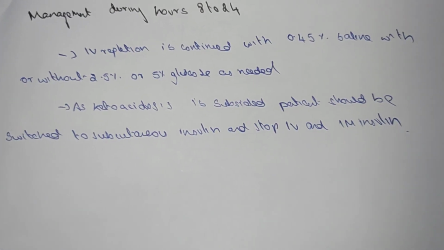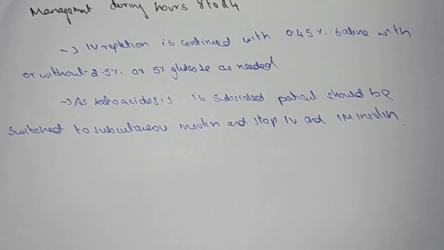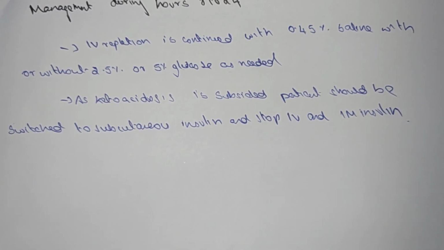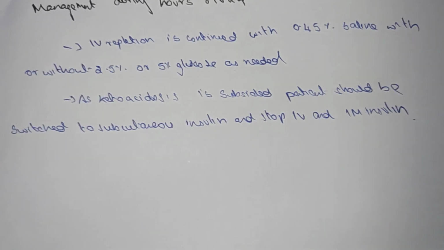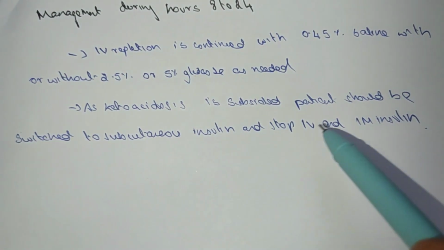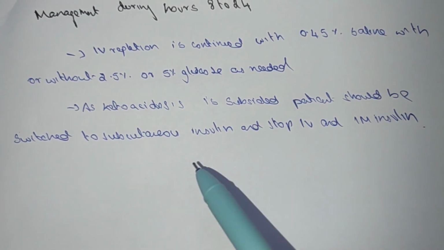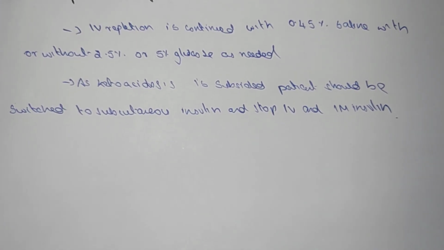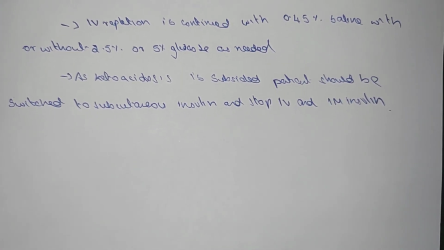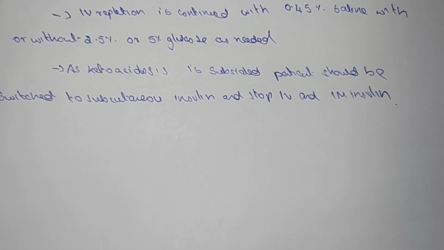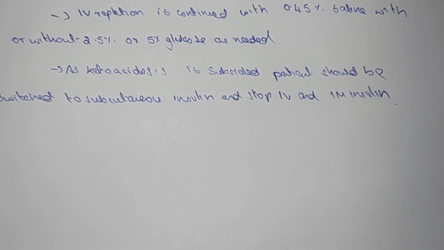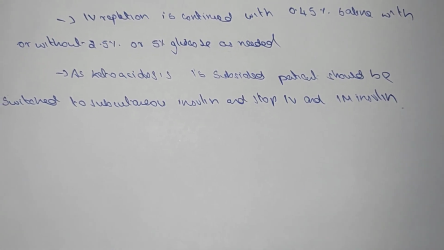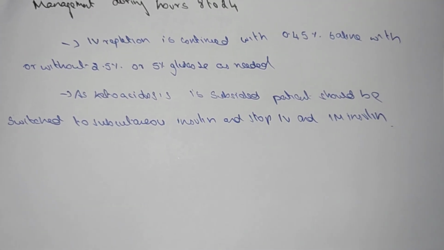The management during 18 to 24 hours: IV repletion is continued with 0.45% saline, with or without 2.5% or 5% glucose as needed. Once the ketoacidosis has subsided, the patient should be switched to subcutaneous insulin and the IV or IM insulin stopped. We should not keep giving insulin intramuscularly or intravenously after the diabetic ketoacidosis is cured; we should move the patient to the subcutaneous route. This is all the treatment of diabetic ketoacidosis.